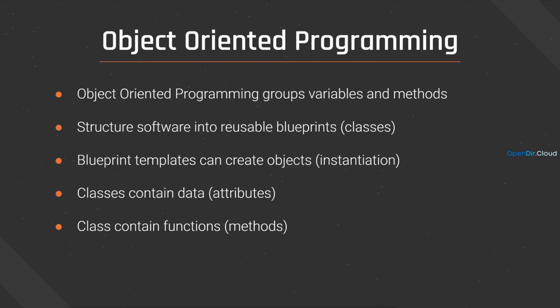Object-oriented programming structures software into reusable blueprints called classes, and these blueprint templates can be used to create objects by instantiation, and these class objects can contain data as an attribute, and they can also contain functions as methods.